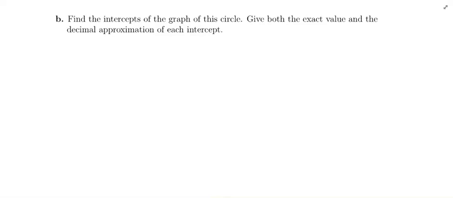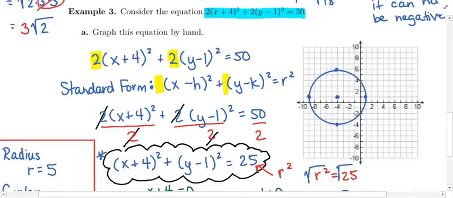In example 3b, we are going to refer back to the circle that we graphed in part A, and we're going to find the intercepts of the graph of this circle algebraically. We're going to give both the exact value, which means no decimals, and the decimal approximation of each intercept. Okay, so let's quickly refer back to the picture of the circle.